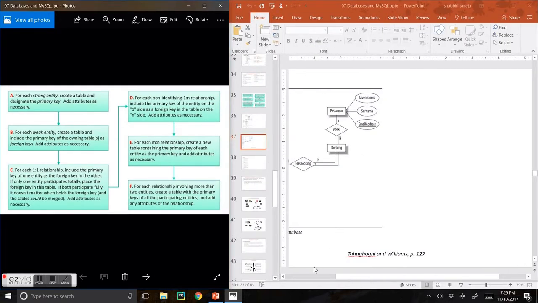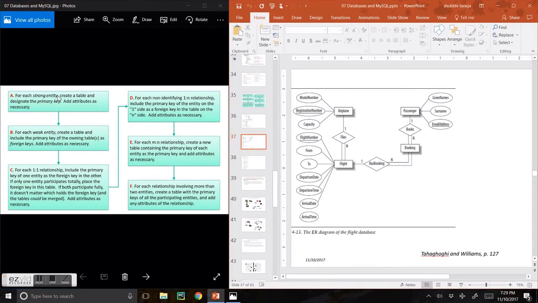Let's look at these 6 steps and see what we would get after performing each of these 6 steps. So if you haven't seen this before, this is an example adapted from our textbook. Highly recommend that you read the related text in the book. Here we have 4 strong entities: airplane, flight, passenger, booking. And then all of these strong entities have their attributes that describe their characteristics. For example, airplane has 3 characteristics, flight has 7, booking has none for now, and passenger also has 3.